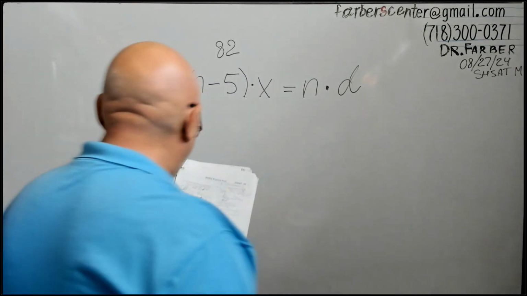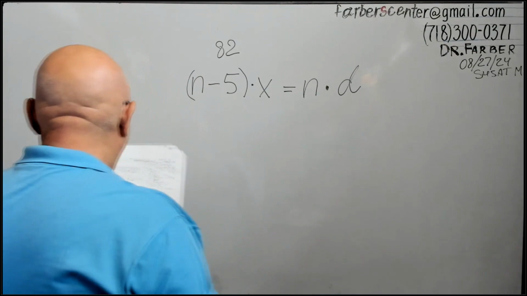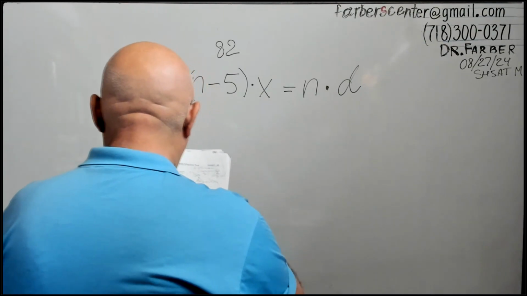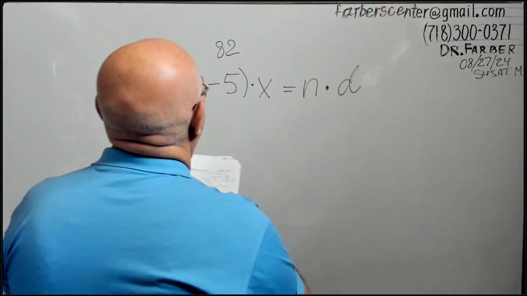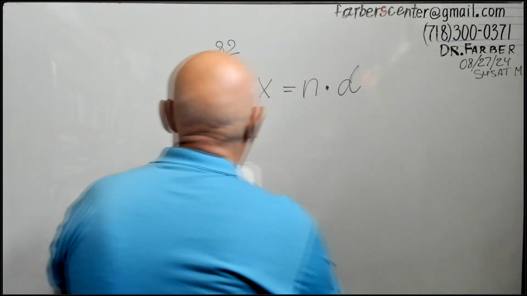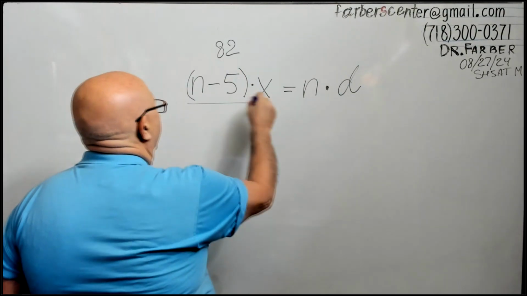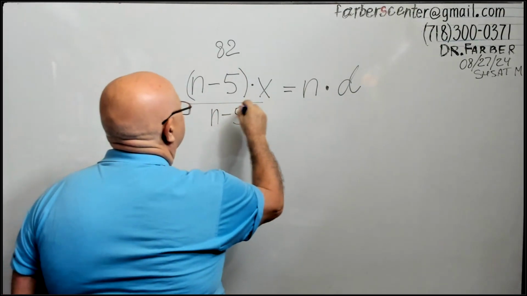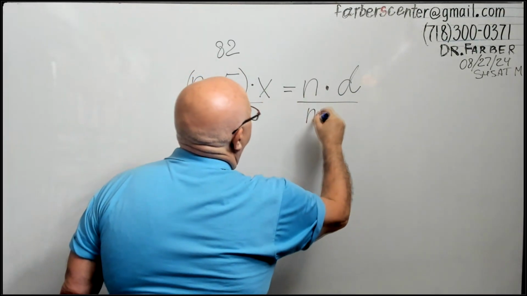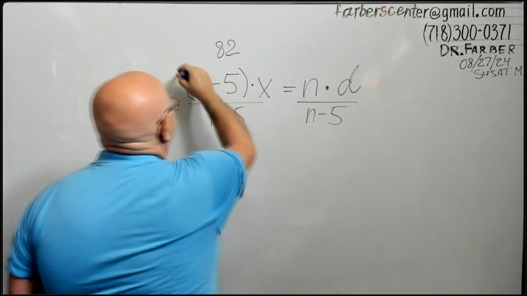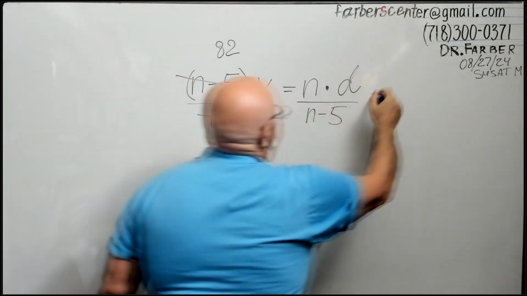Okay, and I ask you, what is it? How many days? How many days do you have? Well, they have to find x. Divide by n minus 5 both parts. Cancel out. And this also.